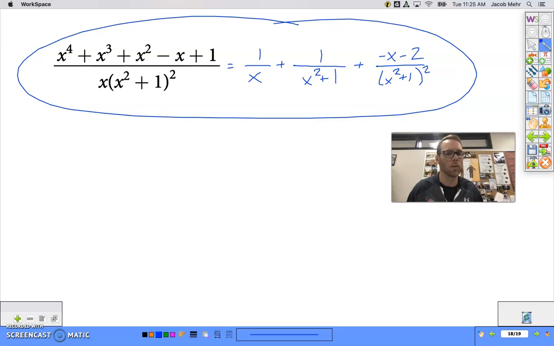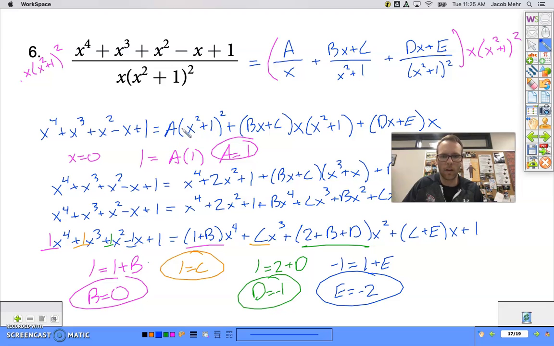There we have it. So a little bit of perseverance. And you saw me use that idea of, can I find one of my unknowns pretty easily by substituting a value in for x? 0 worked out super well and got me a right away, and that saved me a significant amount of work. Once I had that, though, there wasn't anything for me to do other than multiply it out and work through combining our like terms and so on.